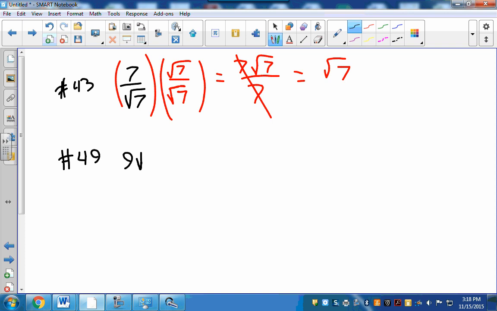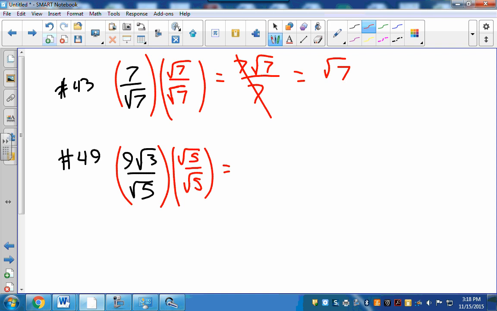49, 9 root 3 over root 5. We're going to multiply that one again by 1, this time of the form root 5 over root 5. And we get 9 root 15 over 5. And nothing cleans up there. So that's our answer.